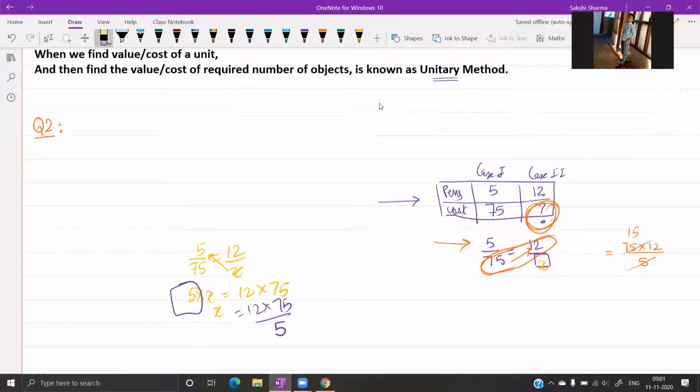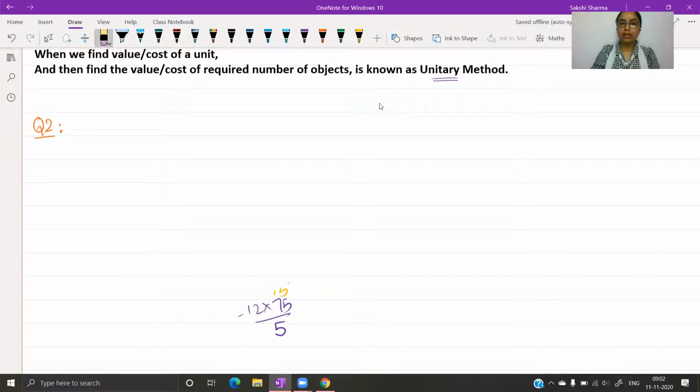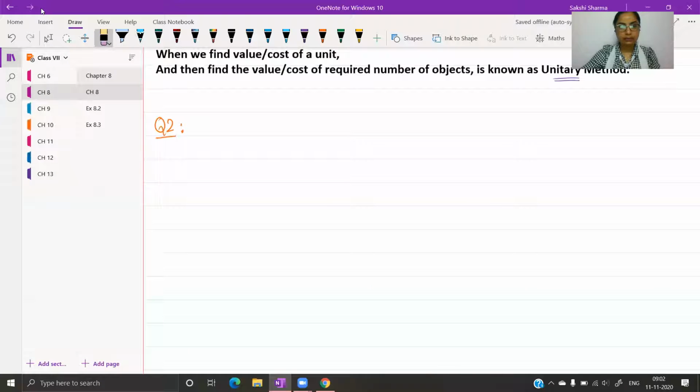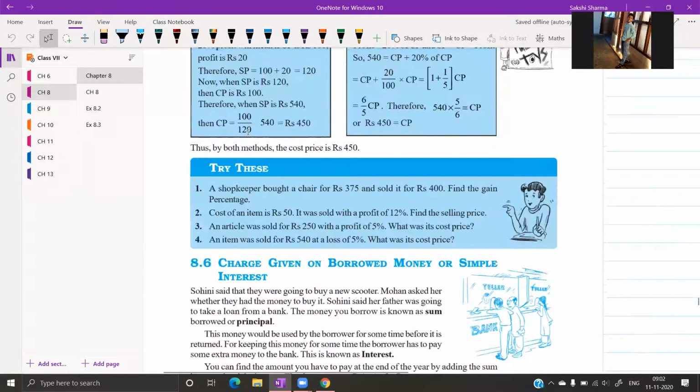Excuse me, ma'am. Yes Achyut. Ma'am, 12 multiplied by 75 is equal to 900, and when we divide the 900 by 5, it's 180. Yes, that's the same answer we obtained using the unitary method. Now let's take a look at the next question that we have here in exercise 8.1, page 157.